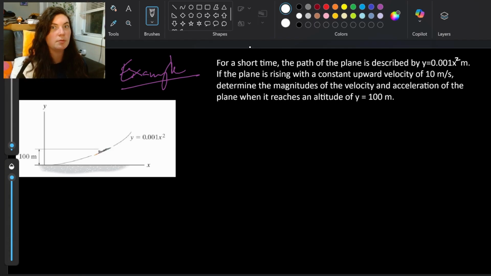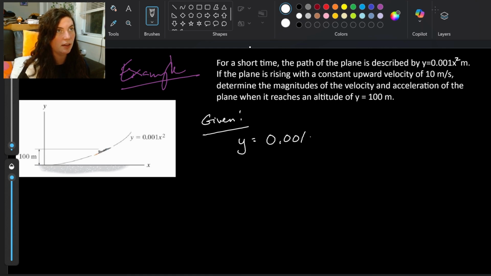Oof, these problems, they throw a lot of words and a lot of things at you. It can be really hard to digest. That's why I like to always write out anything important that I'm given, anything that I can pull out of this blurb. So the path of the plane is described by y equals 0.001 x squared. That sounds pretty important to me. Sounds like a good relationship to write down. y is 0.001 x squared.